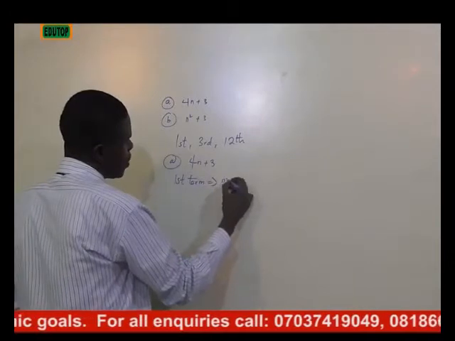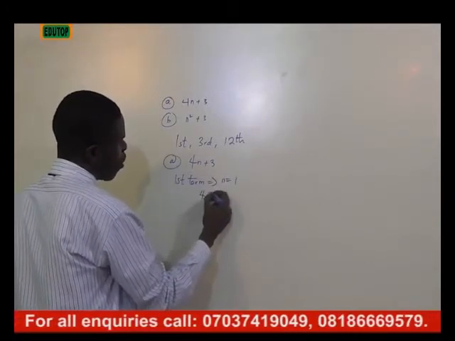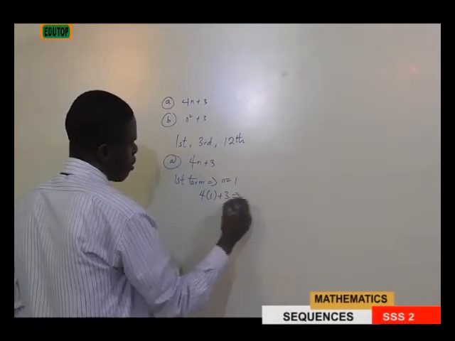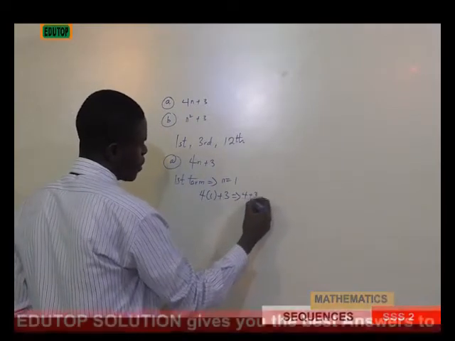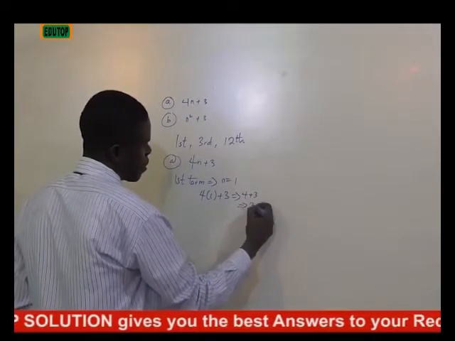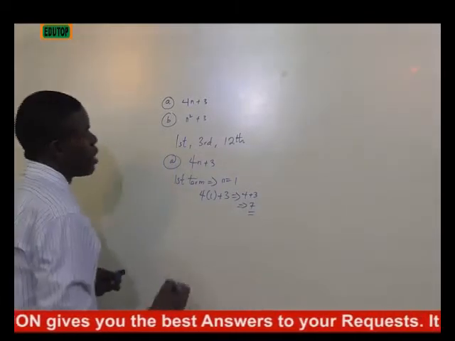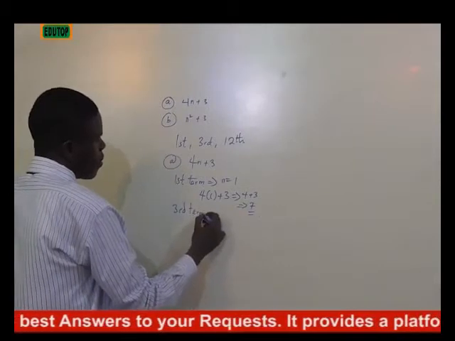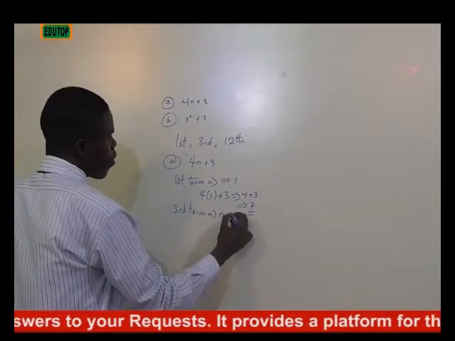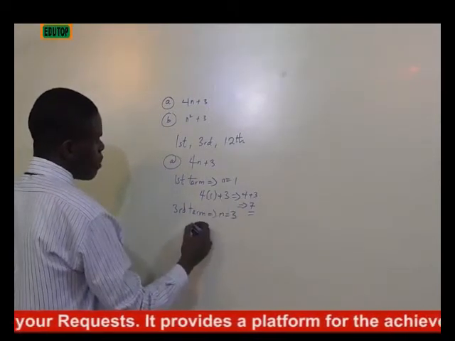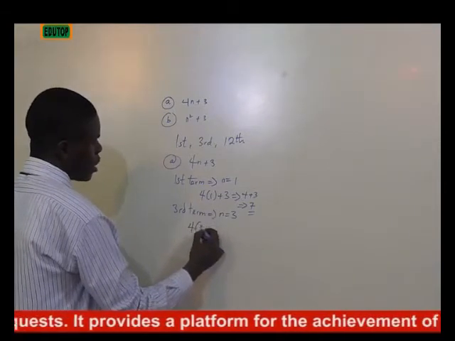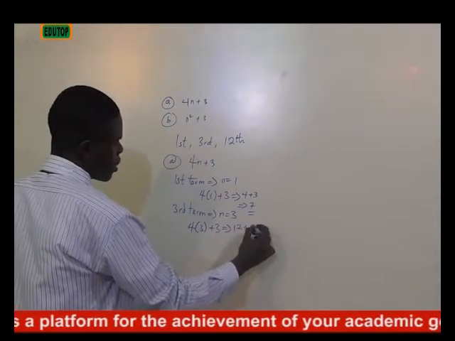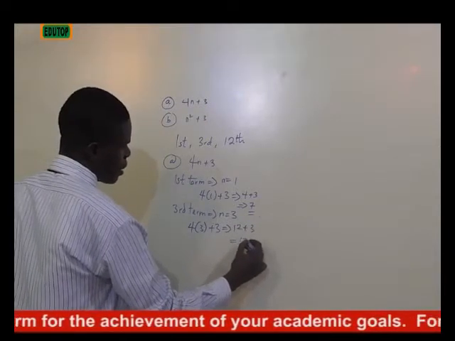for the first term, where your n is 1, automatically this will be 4 into 1 plus 3, and that is 4 plus 3 as 7. So it is 7. Then for the third term, where your n is equal to 3, automatically it will be 4 into 3 plus 3, and that gives us 12 plus 3, and that is 15.